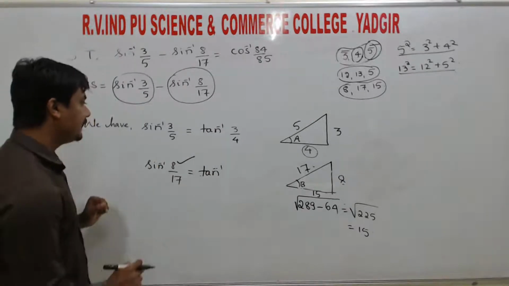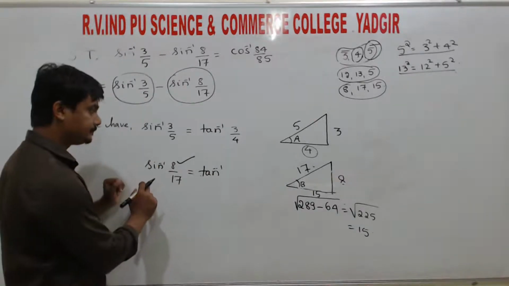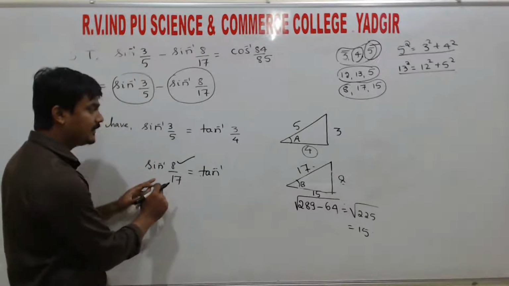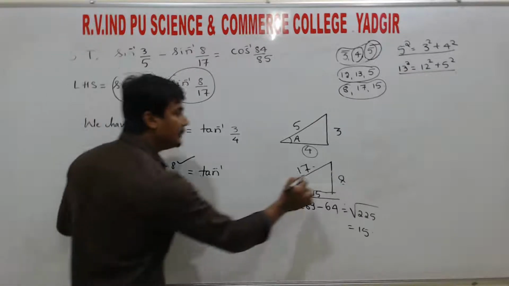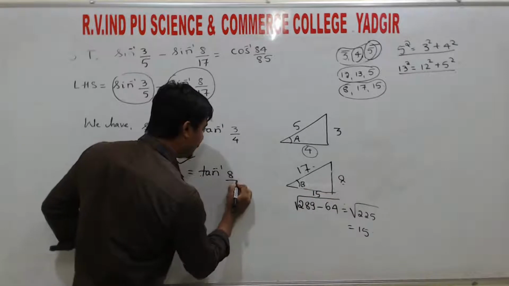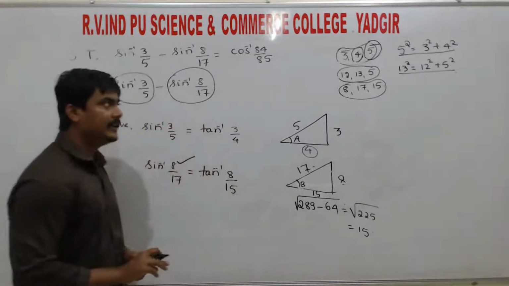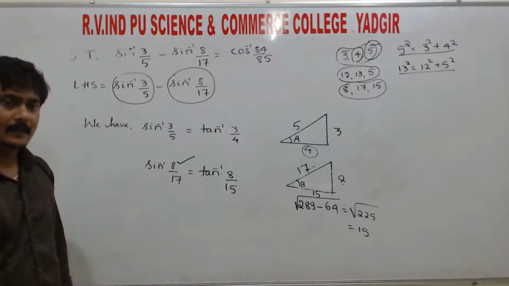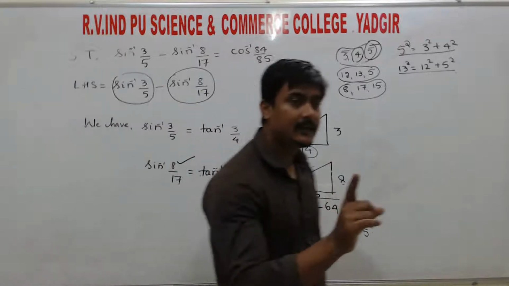Now if I express it in terms of tan inverse, what is the tan theta formula? Opposite by adjacent. So it becomes tan inverse of 8 by 15. Is that clear? Again, I will explain all the steps here.